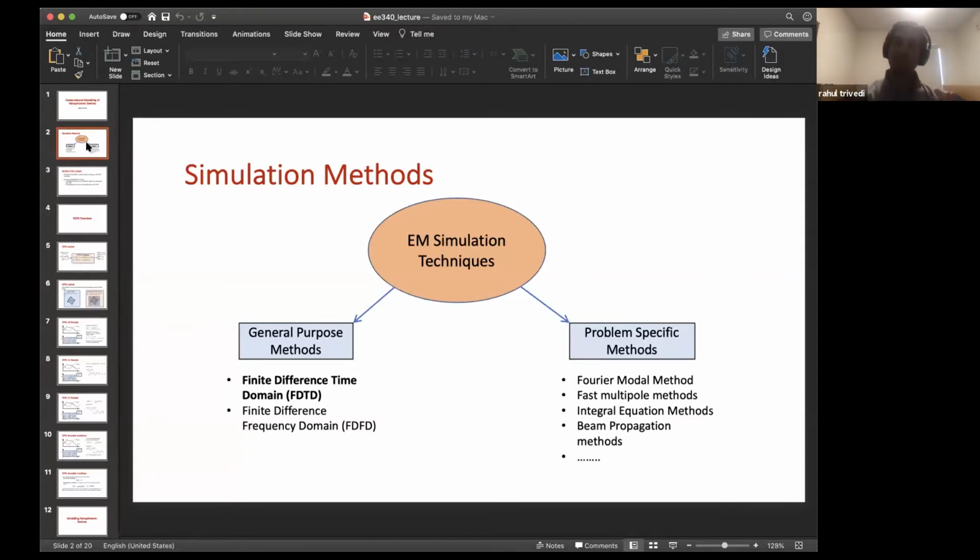But there are, of course, certain classes of devices that are interesting in photonics, like metasurfaces and so on, which are somewhat harder to simulate with these general purpose methods. And then you might want to look for a problem specific method there.